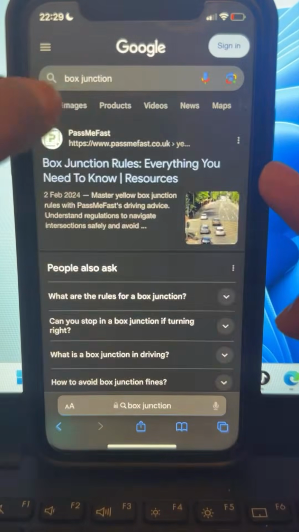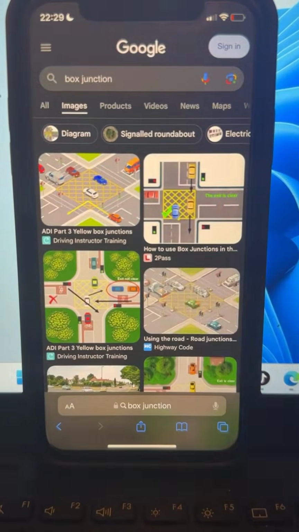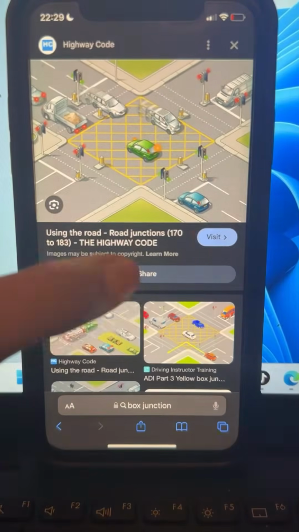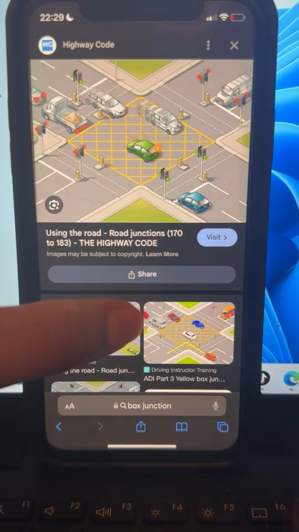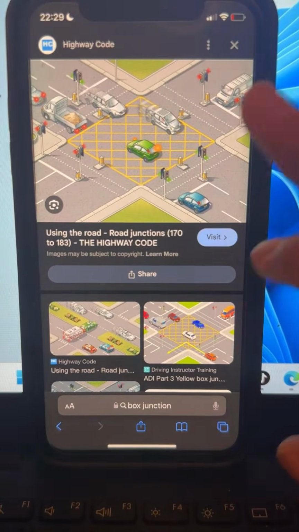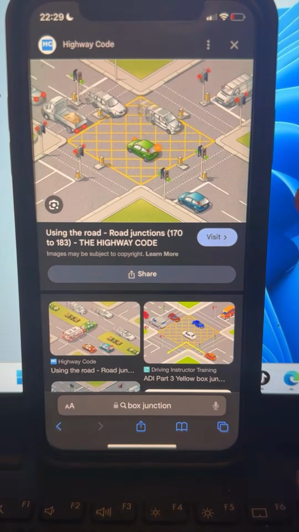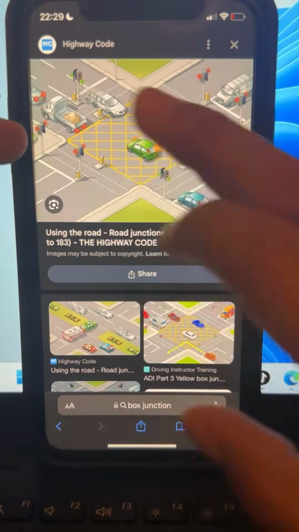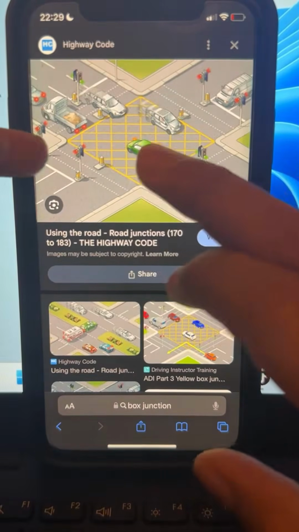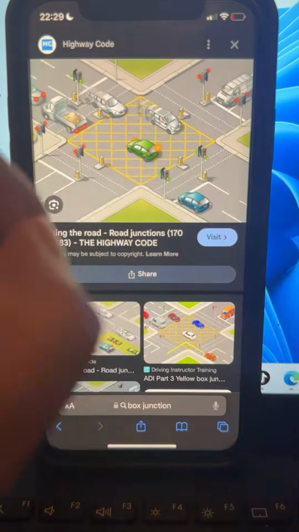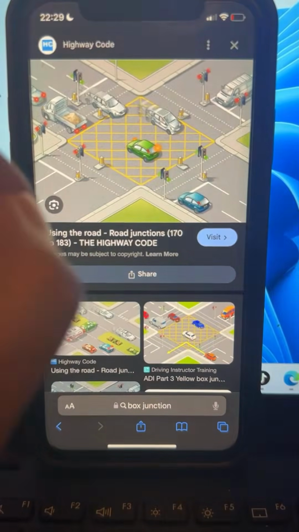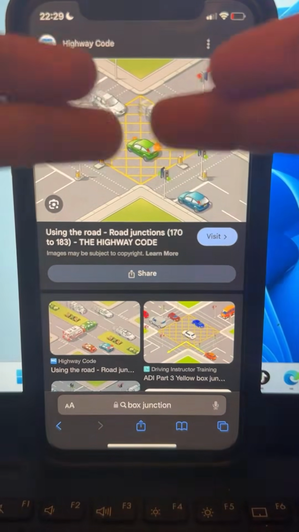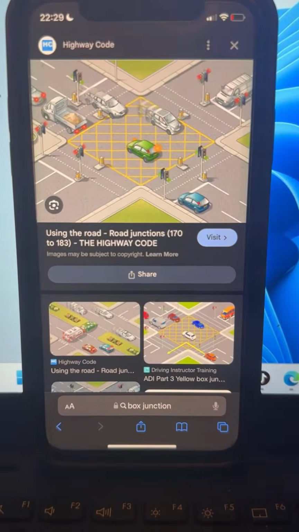Okay. Why do they draw a box junction? They don't want traffic to stop on the box junction. You should be entering and leaving. Don't stop, to allow traffic to flow nicely. There will be no traffic inside waiting. If a lot of traffic is waiting inside, it will be a big mess. They draw that box junction to prevent traffic from stopping in there.